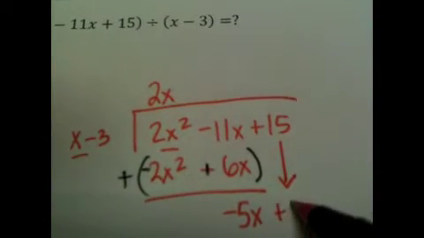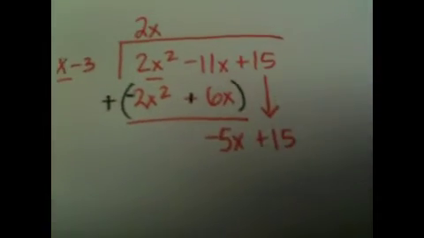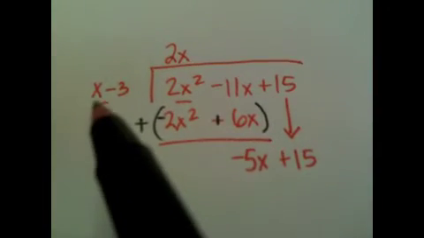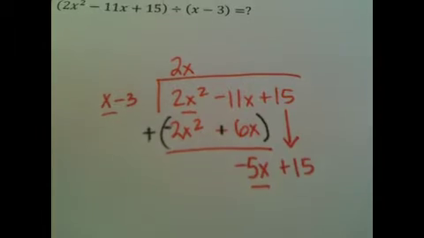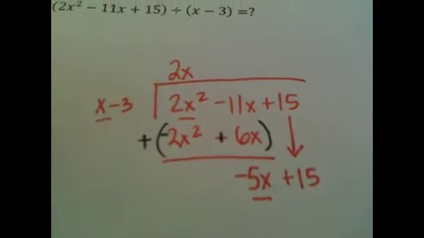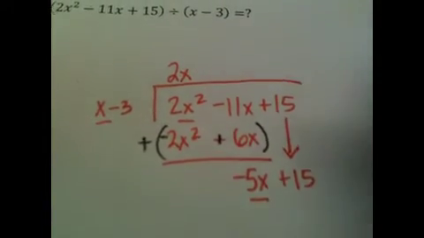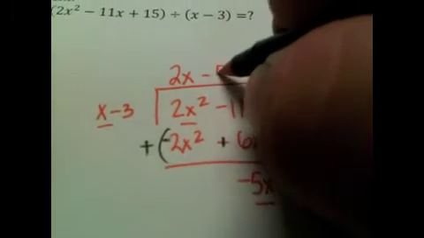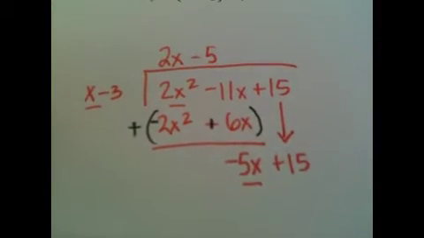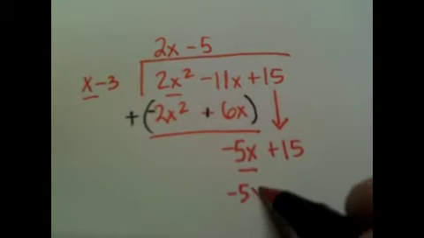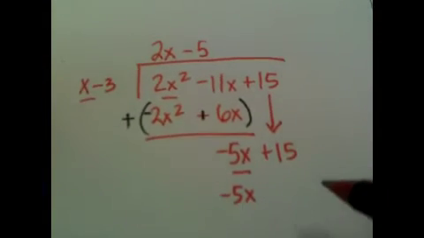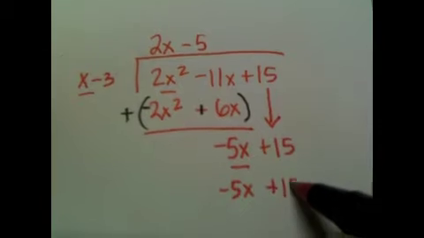Repeat the process. Look at the first term. The first term is x. The first term is negative 5x. How can you make x a negative 5x? What can you multiply it by? You can multiply it by a negative 5. Okay. Negative 5 times x is negative 5x. Negative 5 times negative 3 is positive 15.